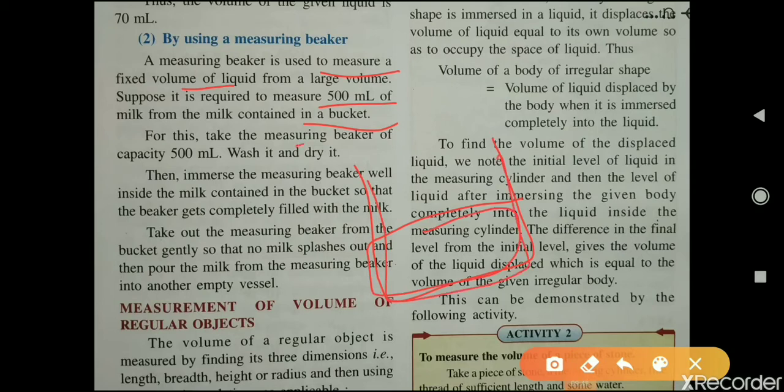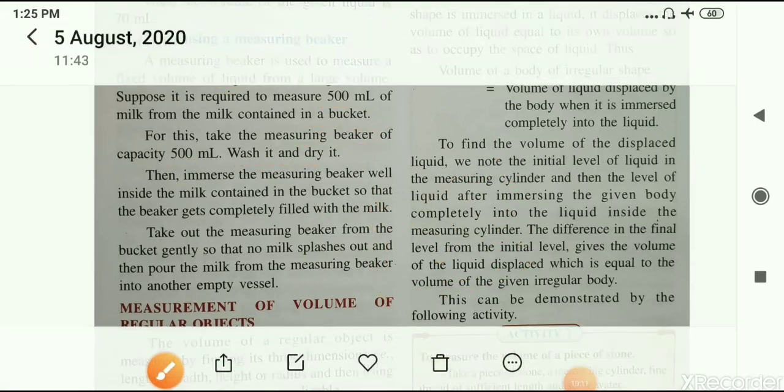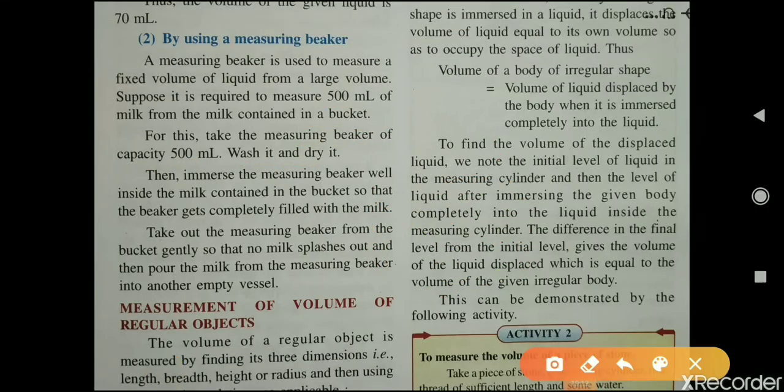For this, take a measuring beaker of capacity 500 ml, wash it and dry it. Then immerse that beaker well inside the milk contained in a bucket, so that the beaker gets completely filled with milk. Means you have to dip the 500 ml beaker completely in this bucket full of milk, and then take out the beaker. Take out the measuring beaker from the bucket gently so that no milk splashes out, and by this method you can take out 500 ml of milk.